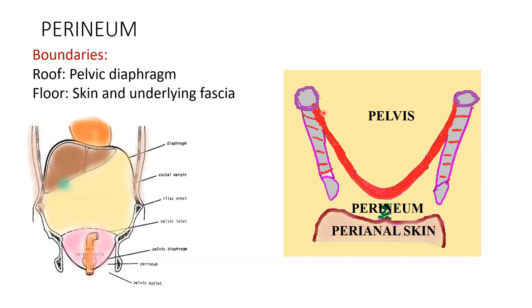So the roof of the perineum is the pelvic diaphragm, and the floor is formed by the skin and underlying structures. So if it is in the standing position, you will see the pelvic diaphragm above, and then below it will be the perineum. So try to have an orientation of the pelvic diaphragm and the perineum in the standing position and in the lithotomy position.